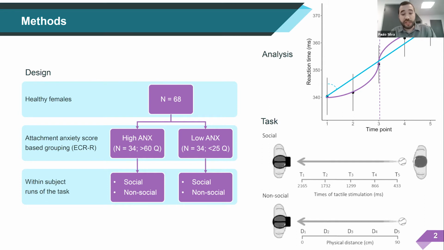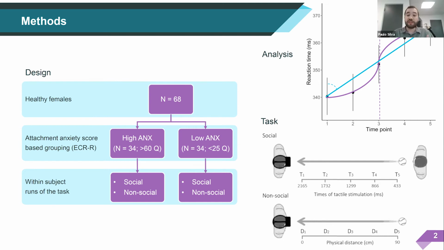For this, we recruited 68 females divided into two groups based on their attachment anxiety scores as measured by the ECR questionnaire: one high attachment anxiety group and one low attachment anxiety group. We used a visual-tactile multisensory integration task where participants would see a looming ball approaching them and were asked to react to a tactile stimulus being delivered on their hand at specific time points from the beginning of each trial. Each participant performed this task twice, once facing another individual and once facing an empty chair.